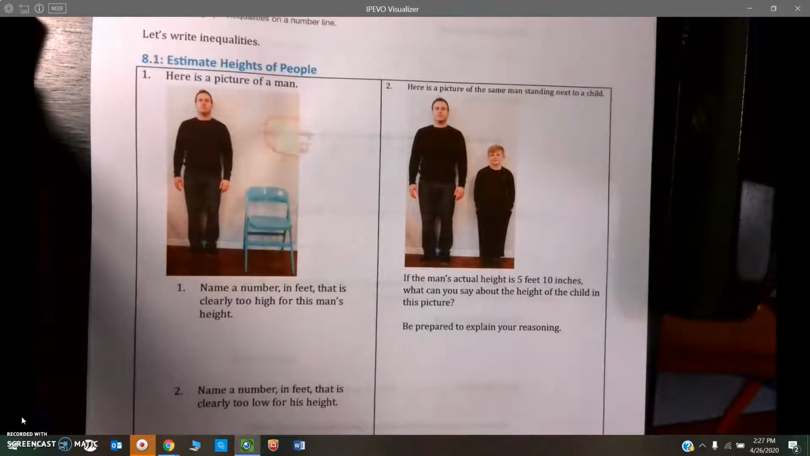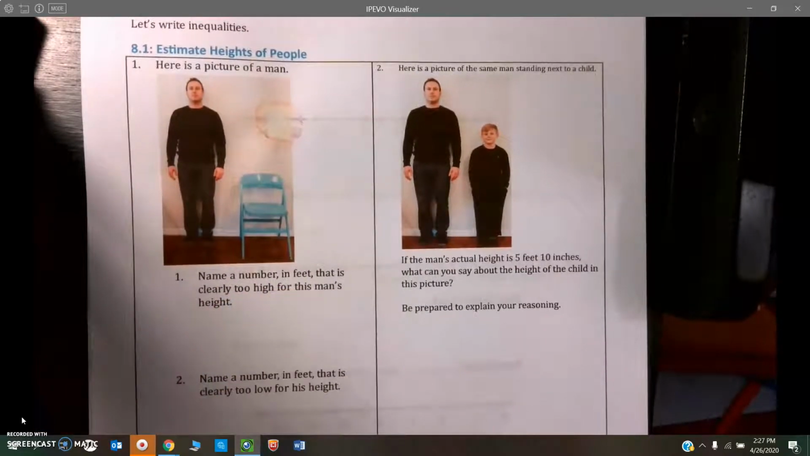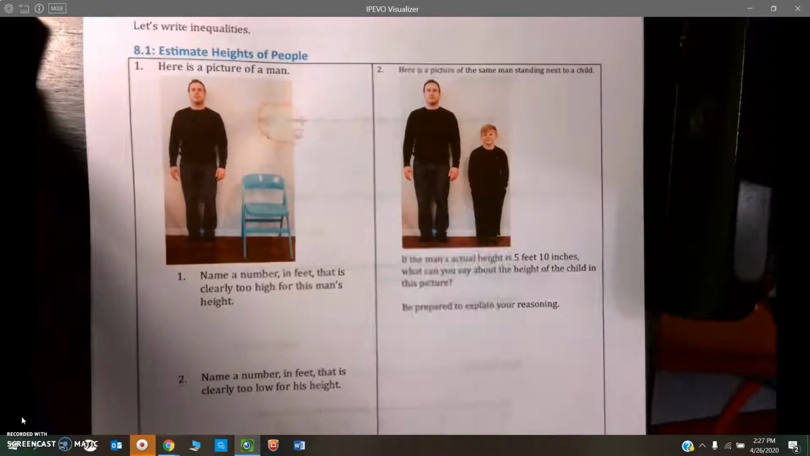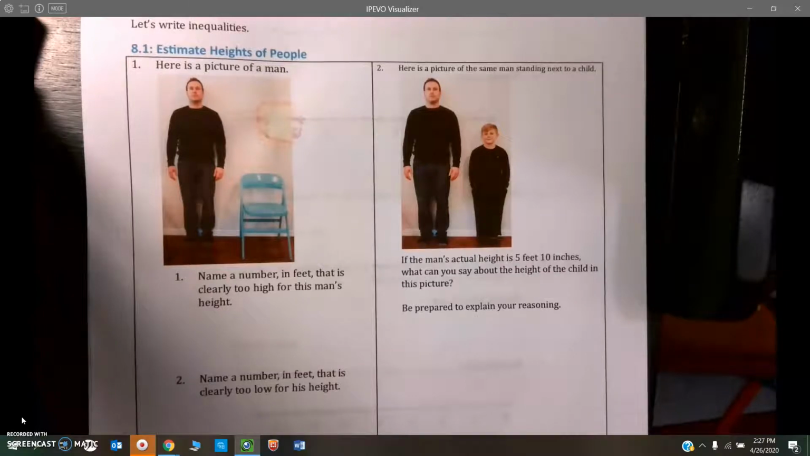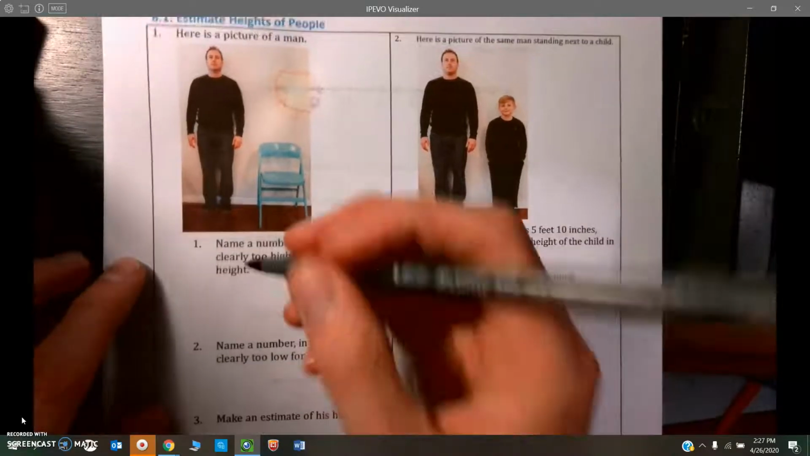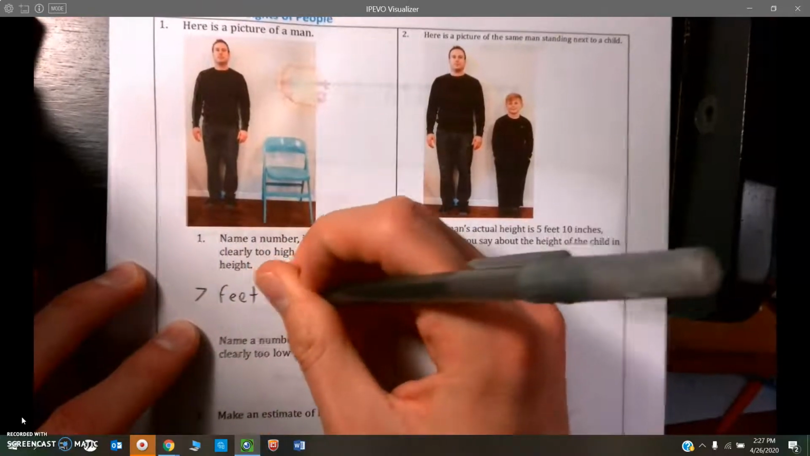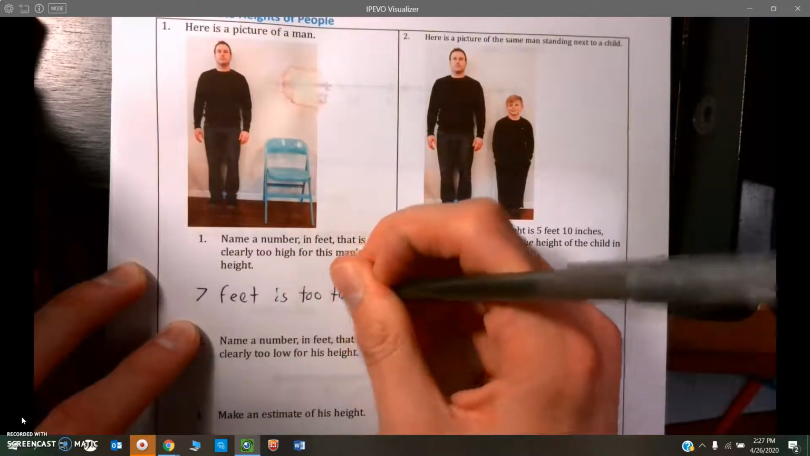Estimate heights of people. So here's a picture of a person standing next to a chair. It says, name a number in feet that is clearly too high for this man's height. Okay, so we know an NBA player, let's say, most of them are like 6.5 feet tall. Some of them are even upwards of like 7 feet tall, right? This dude is clearly not as tall as an NBA player. So we can say 7 feet is too tall for him.